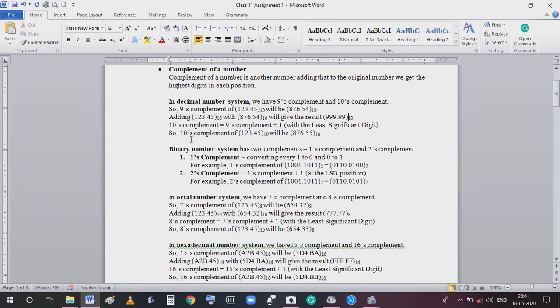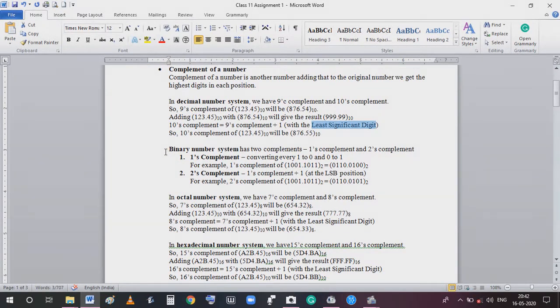Now, what is 10's complement? 10's complement is 9's complement plus 1 added to the least significant digit. Now, what is the least significant digit? The digit which has the lowest positional value. So for 123.45, the 10's complement of this number is 876.54 plus 0.01. So you'll get the 10's complement as 876.55.